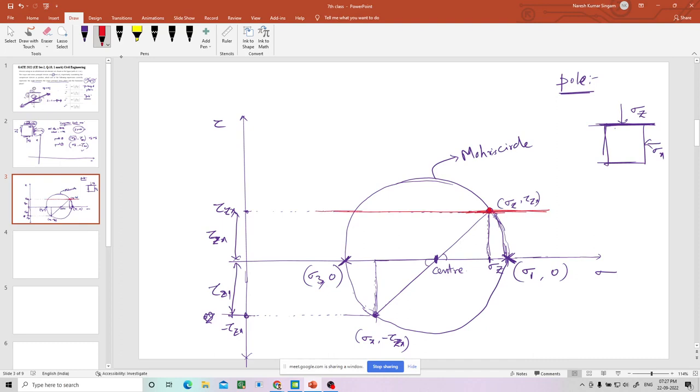So this is the horizontal line. And what is the other stress? Sigma x. This sigma x is acting on the vertical plane. You just have to draw a vertical line through this sigma x. Okay, let's draw that.